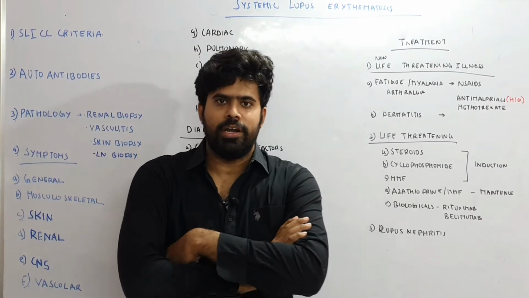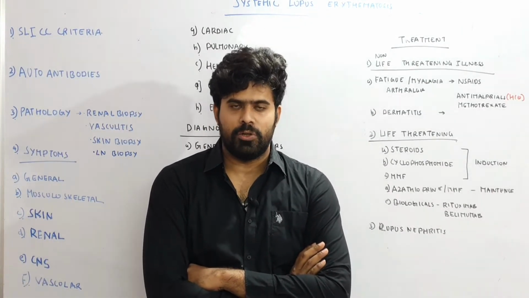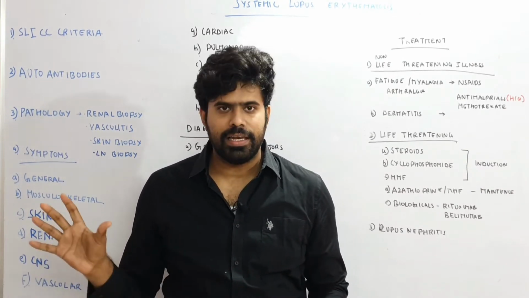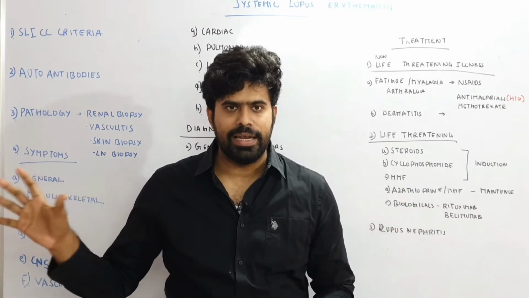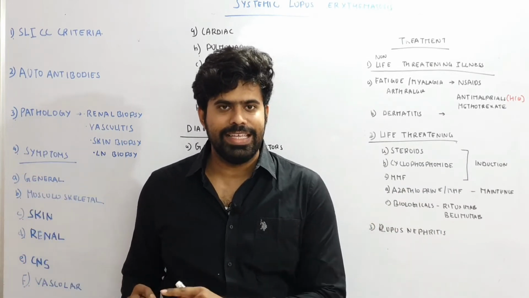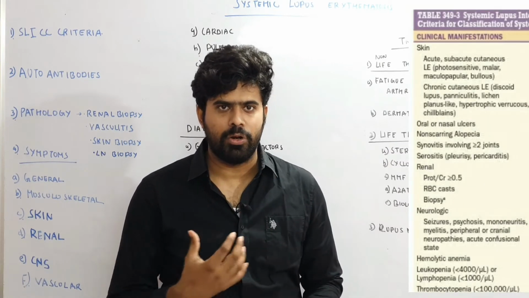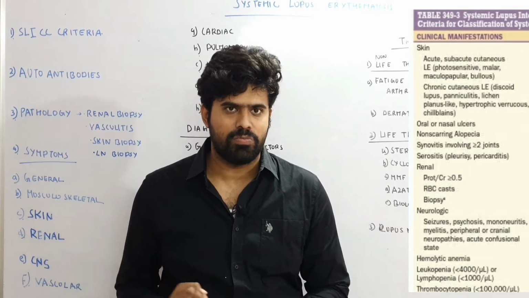This is the most important thing you must know in a patient with systemic lupus erythematosus. It is the diagnostic criteria. There are two components. One is the clinical manifestation, the other is the laboratory manifestation. The clinical manifestation starts with any skin findings. The skin findings can be three things: acute, subacute or chronic. If any one of the three findings is present, that is the first point.